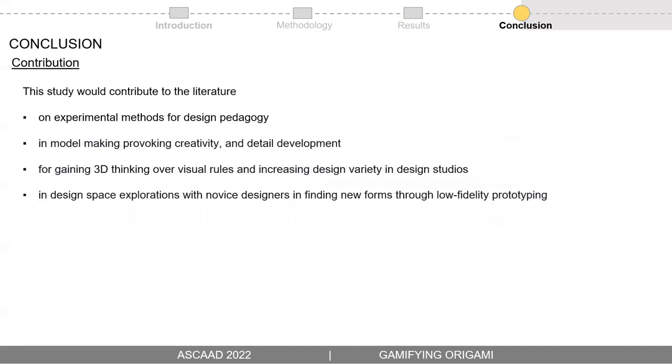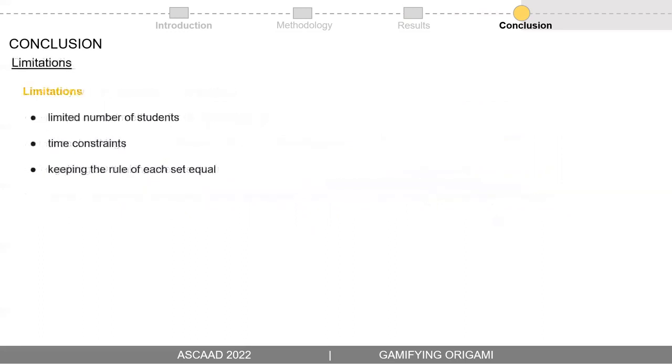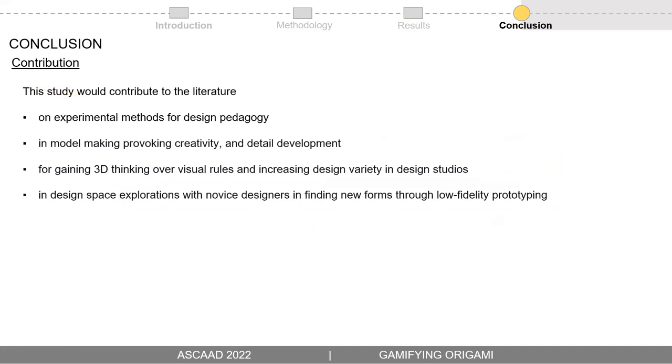This study would contribute to the literature in model making, provoking creativity and detail development, and is significant for gaining 3D thinking over visual rules and increasing design variety in design studios. It would contribute to design space explorations with novice designers in finding new forms through low-fidelity prototyping. This gain extends the student's perception and abstraction ability by being aware of the underlying geometric organization with visual rules.